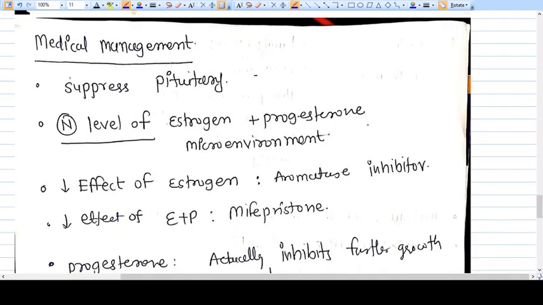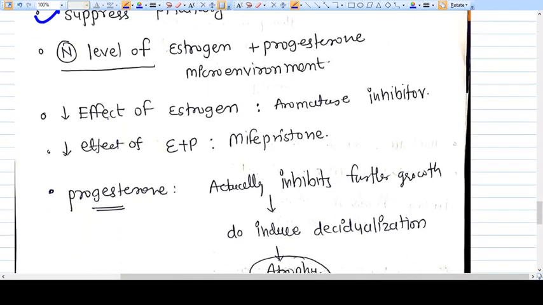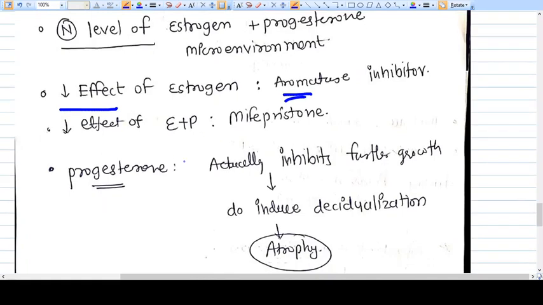Now let's come to the medical management of endometriosis. As we discussed in our concept video, we will first try medical management, and then go for surgical management. What is our goal? We want to cut the source of extra estrogen. We can do it by suppressing the pituitary. We can normalize the estrogen and progesterone microenvironment. We can decrease the effect of estrogen with the help of aromatase inhibitors. We can also decrease the effect of estrogen and progesterone with the help of mifepristone.